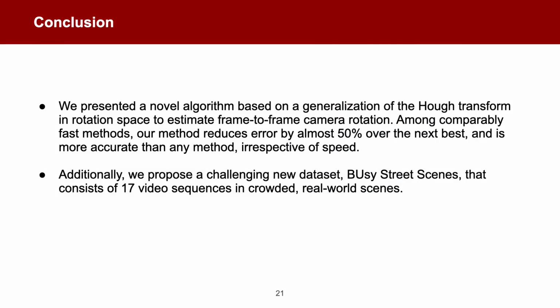In conclusion, we presented a novel robust method to estimate the 3D rotation of a camera. Among comparably fast methods, our method reduces error by almost 50% over the next best, and is more accurate than any method irrespective of speed. In addition, we introduced the new BUS dataset that consists of 17 video sequences in crowded, real-world scenes.